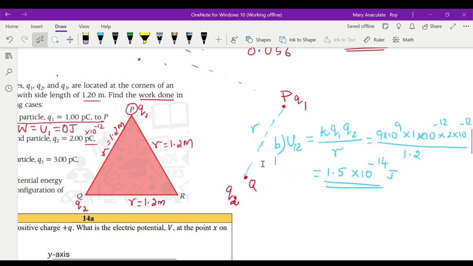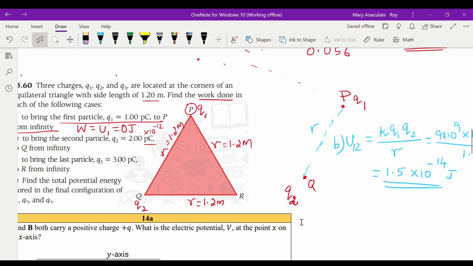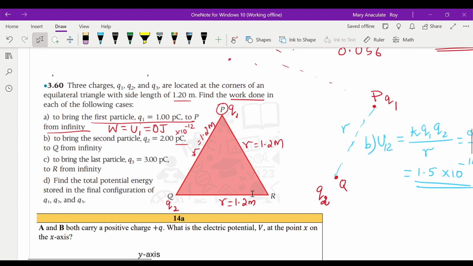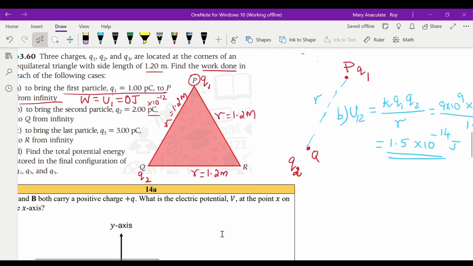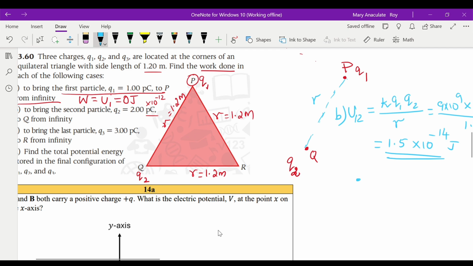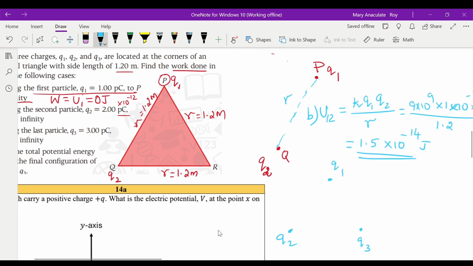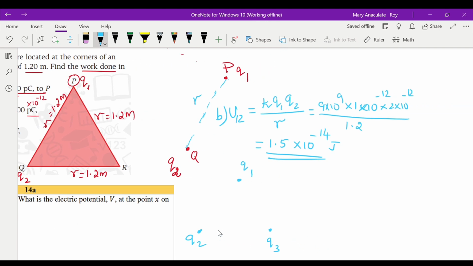Alright, so that's the energy required, or the work done, in moving the charged particle Q2 to position Q. Okay, now the third one, part C, is asking to bring the last particle Q3, that is 3 picocoulomb, to R from infinity. So how do we do that? You already have two charges here, Q1 and Q2, and you're bringing the third charge at point 3. So you will have to do work against both the charges, against Q1 and against Q2.